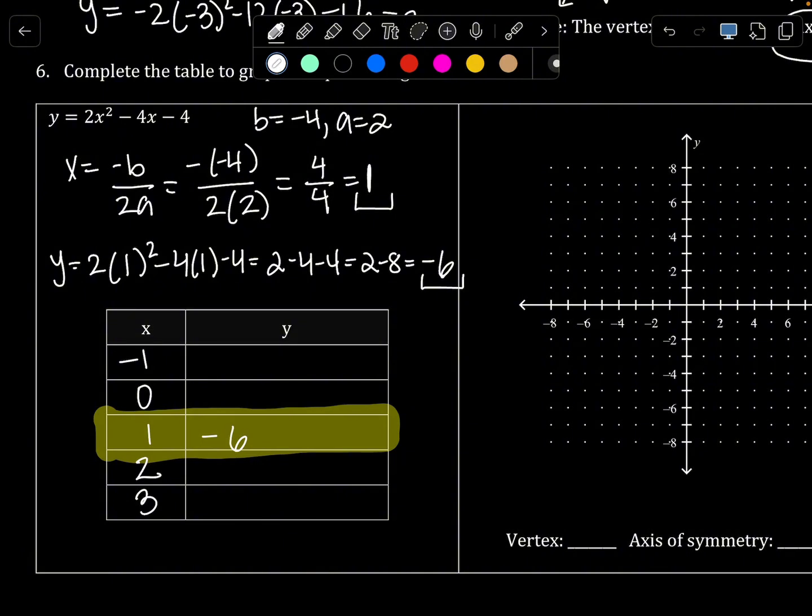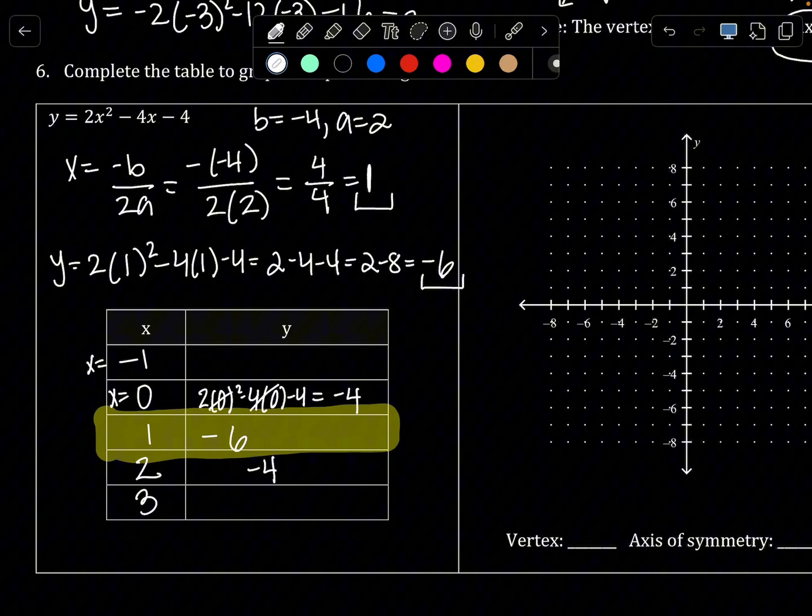You're going to plug in, instead of x, these are x equals 0, x equals, we're going to substitute x is 0. 2 times 0 squared minus 4 times 0 minus 4. This is equal to negative 4. Since it's a mirror reflection, this guy's also negative 4.